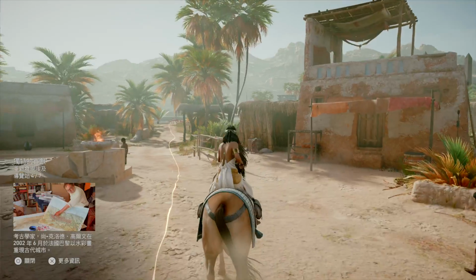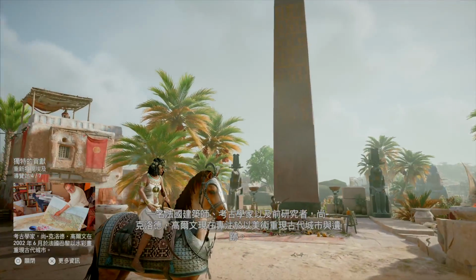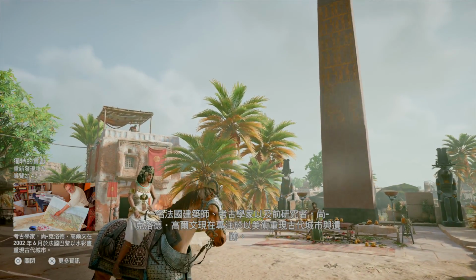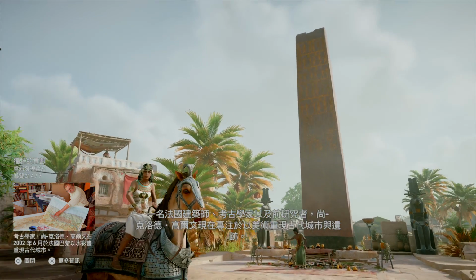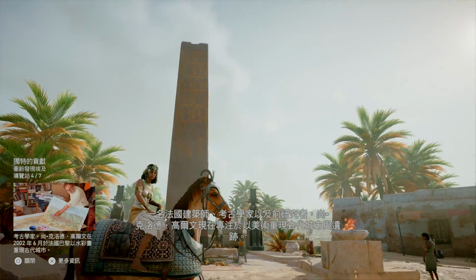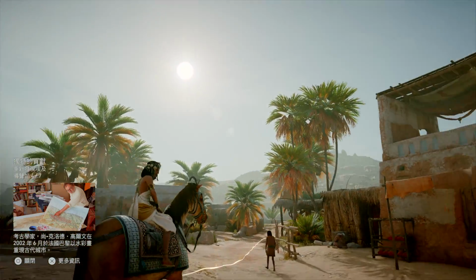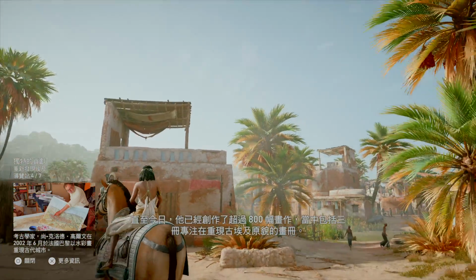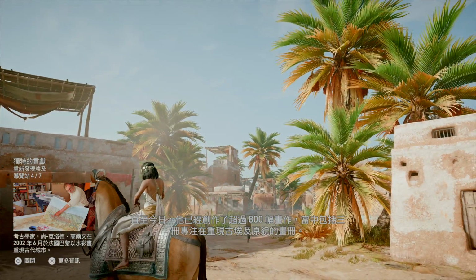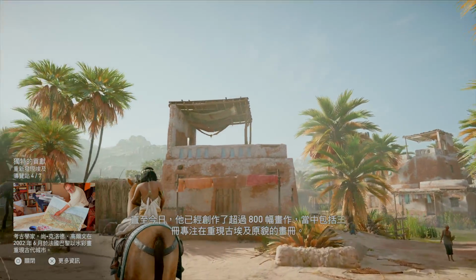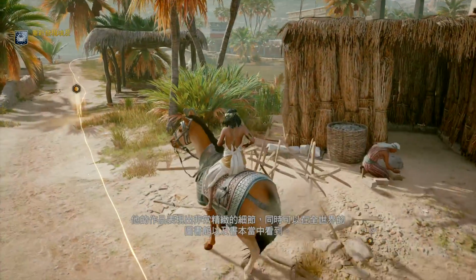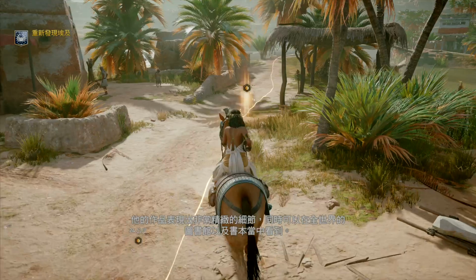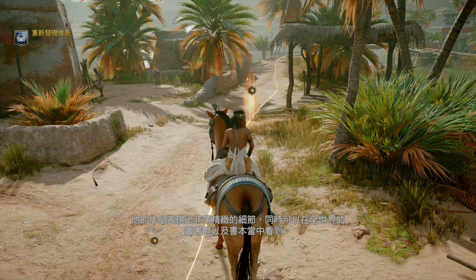A French architect, archaeologist, and former researcher, Jean-Claude Golvin, now specializes in the artistic reconstruction of ancient cities and monuments. To date, he has created more than 800 drawings, which include 3 volumes focusing on the reconstitution of ancient Egypt. His work is exquisitely detailed and can be found in books and museums around the world.